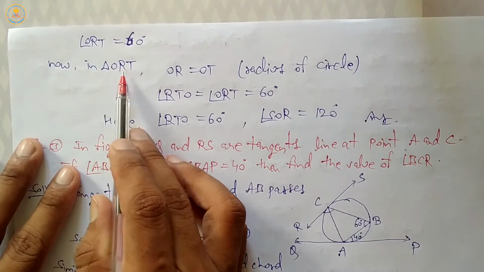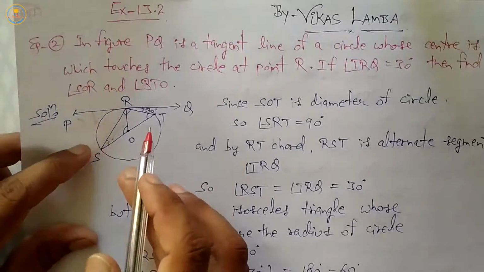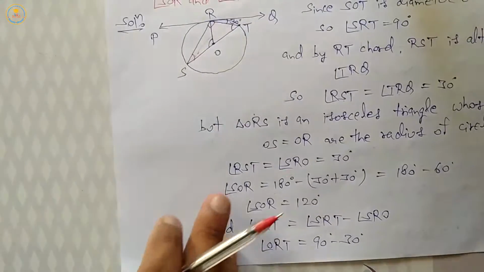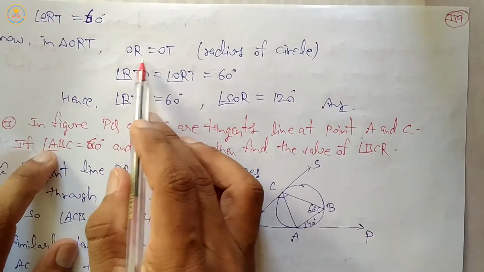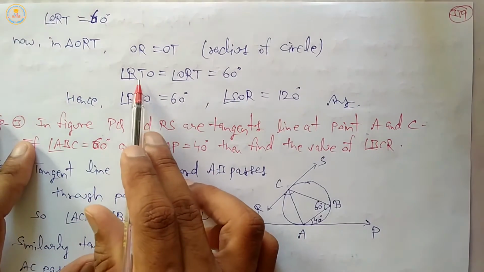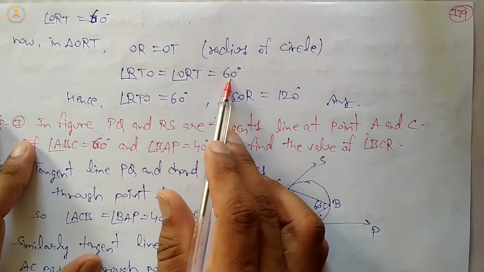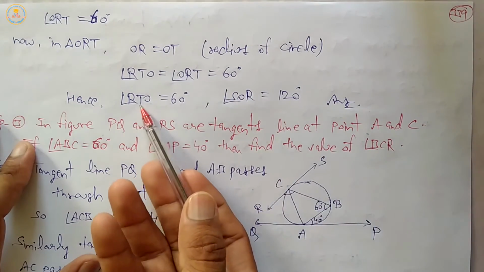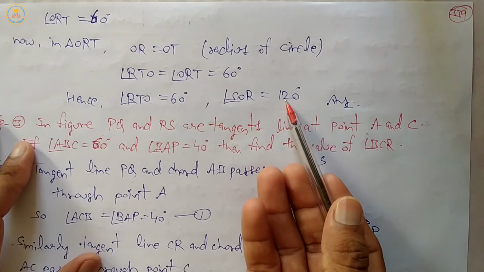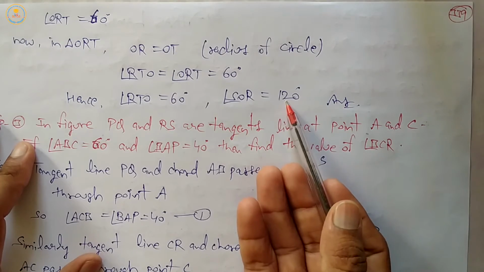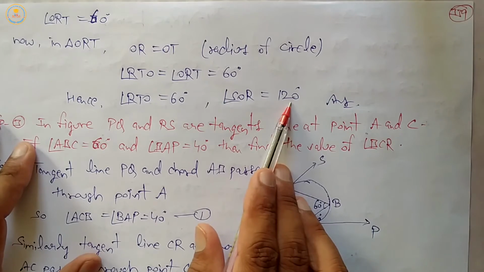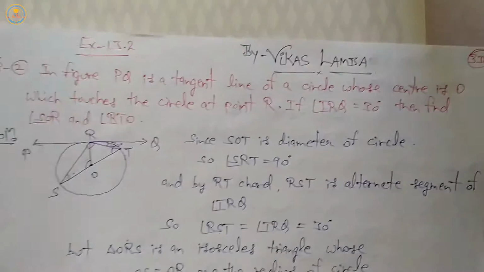Now in triangle ORT, we can write OR equals OT because both are radii of the circle. Therefore, angle RTO equals angle ORT, which is 60 degrees. According to the question, RTO equals 60 degrees and SOR is 120 degrees. That is the answer. Okay, simple.